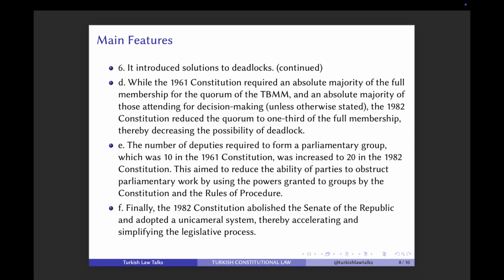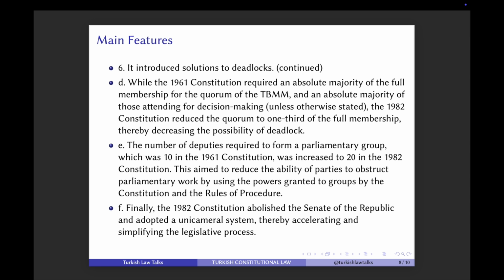Okay. And I see something about parliamentary groups. They increased the number of MPs needed to form one. They did. It went from 10 deputies under the 1961 Constitution up to 20. Why do that? The thinking seems to have been to limit the power of very small parties.